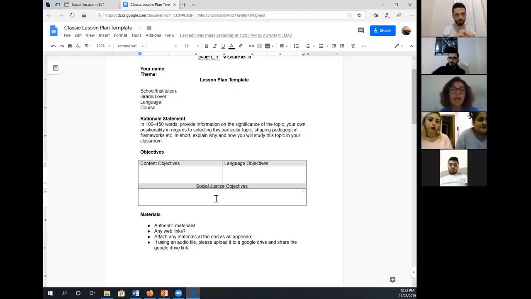Great. Sometimes you don't have content objectives because your social justice objectives cover the content objectives. So you don't necessarily need to have both content and social justice objectives.